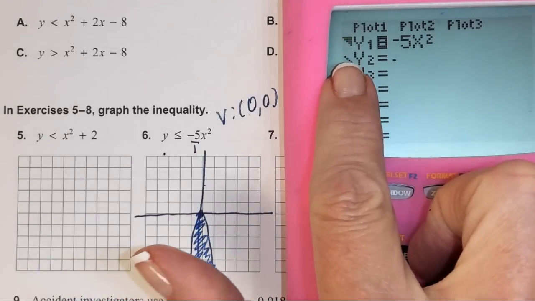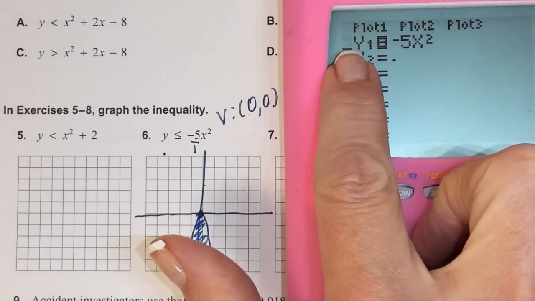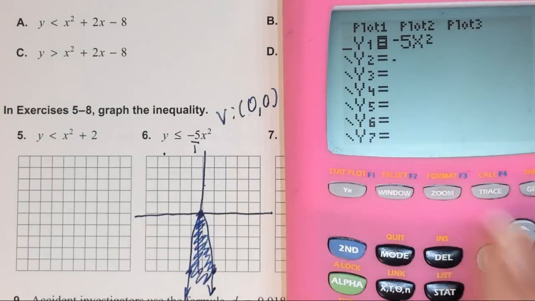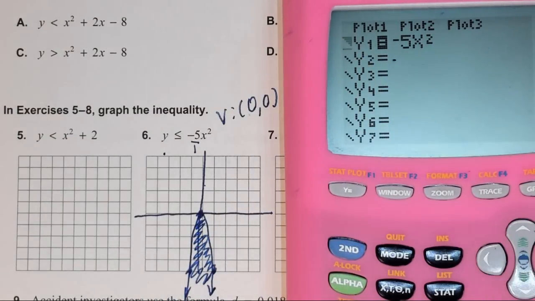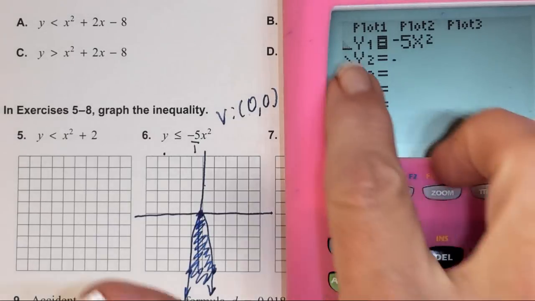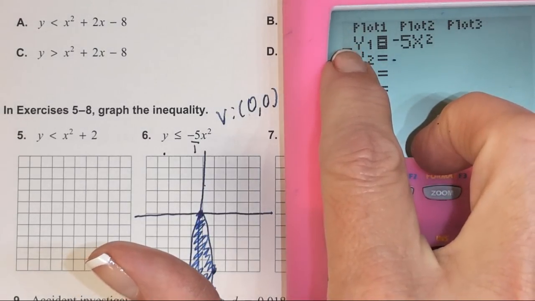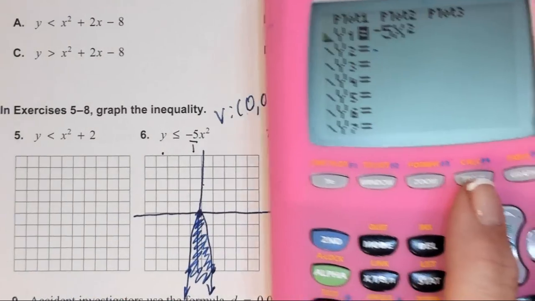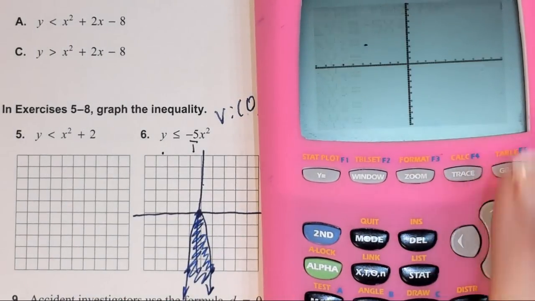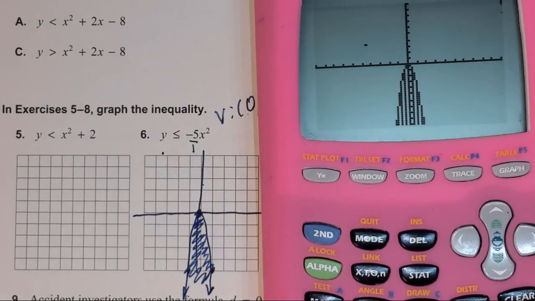When I have it like this, it's going to shade greater than. That's the greater than symbol. When I push enter again, that's going to be the less than symbol because it's shaded below the line in that case. And so now when I hit graph, here's the way it's going to look. It's going to show me how my graph should look.